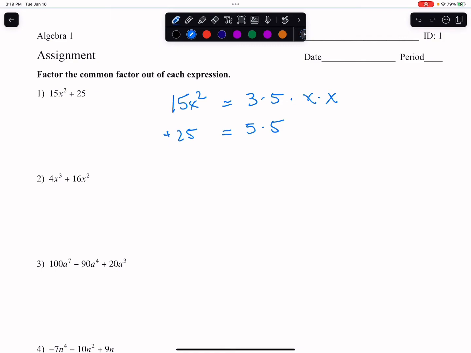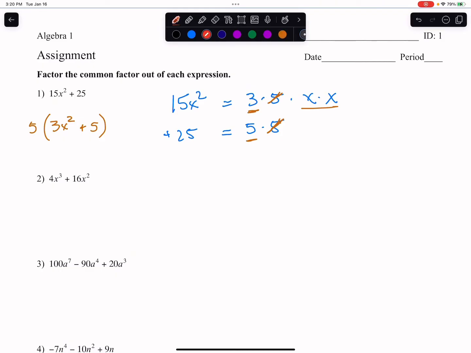Okay? So, what do they both have in common? You'll be like, well, they both have the 5s. So I'm going to take a 5 out because that's what they have in common. Everything else has to go back in the parentheses. So I have a 3. X times x is x squared. And then I have a 5. That is a positive 5. That is factored. So we're trying to figure out what can we see and what can we do to get what they all have in common. All right. So let's do the next one.